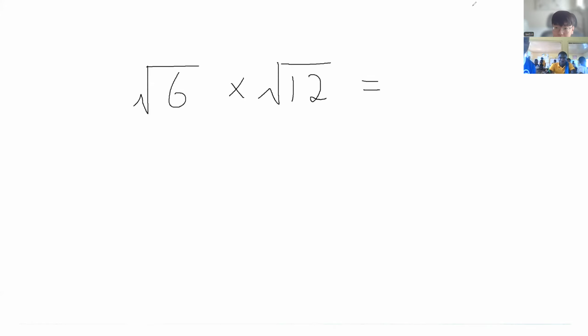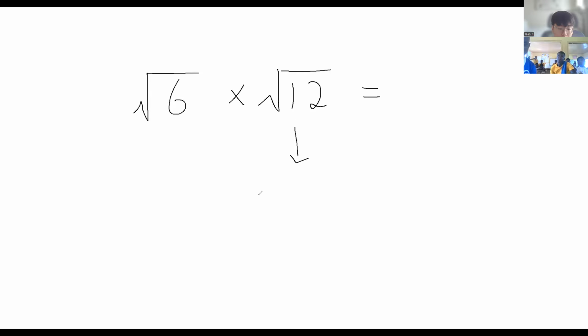Yeah, did anyone get an answer to this question? So the main purpose of this question is to notice that square root of 12 is equal to square root of 4 times 3, right? And this equals 2 square root of 3 if we take 4 out.